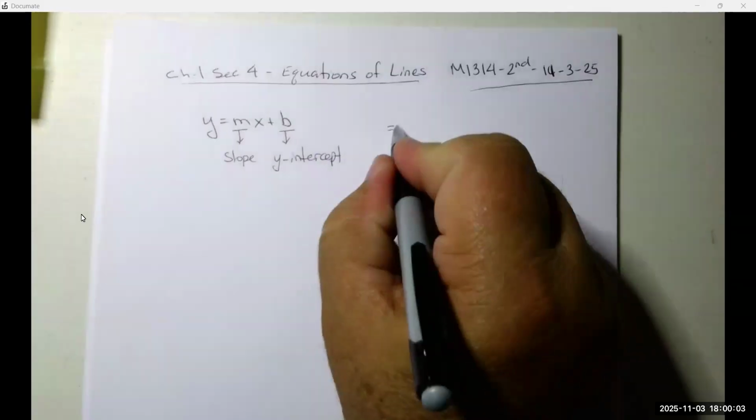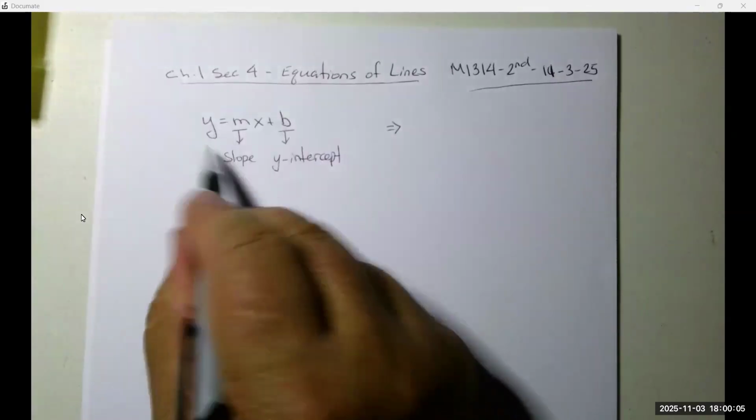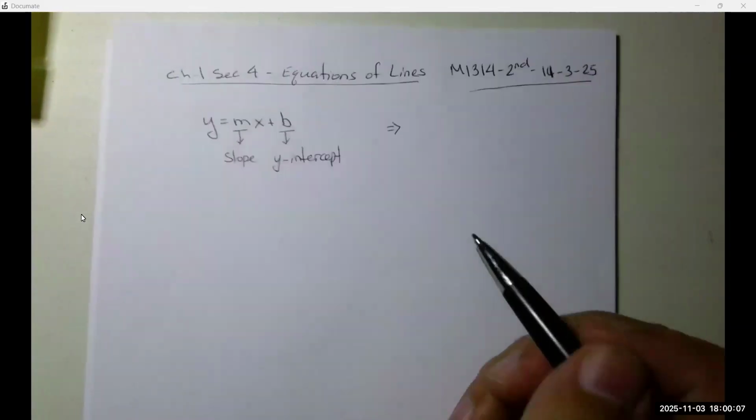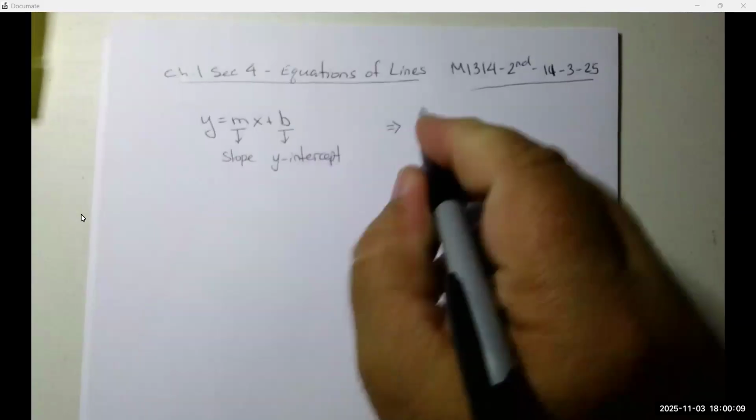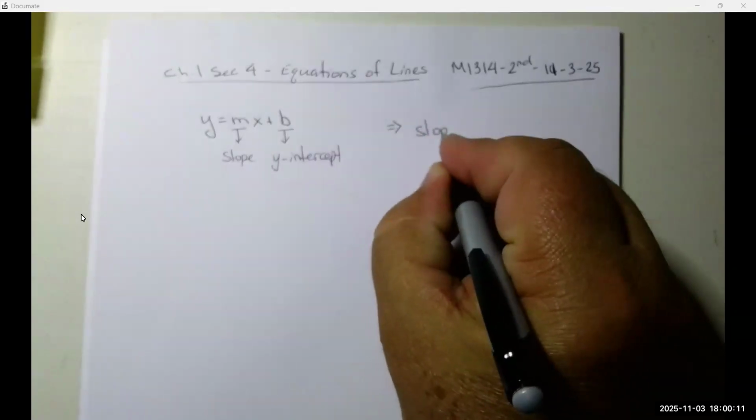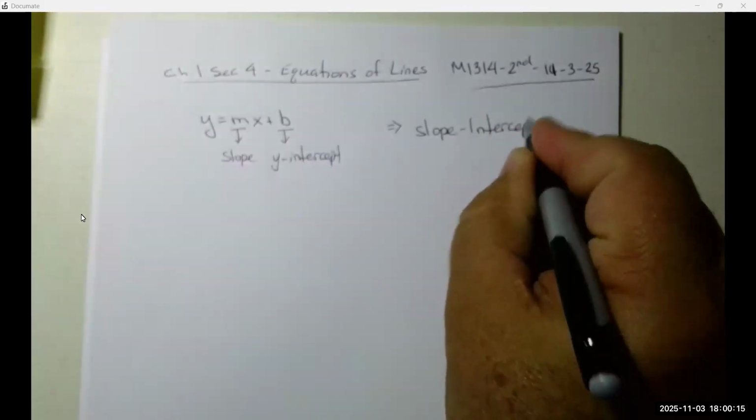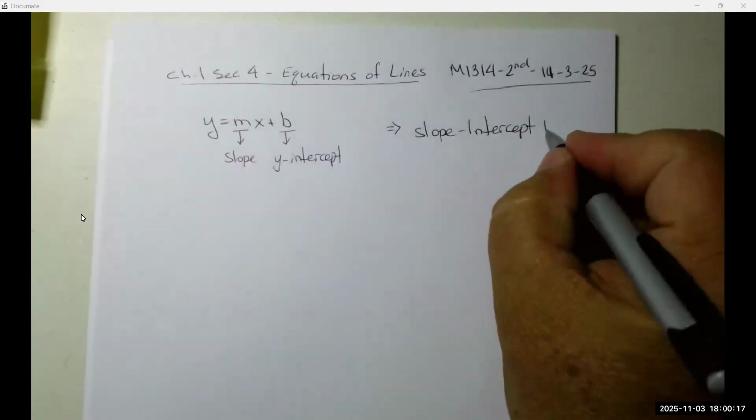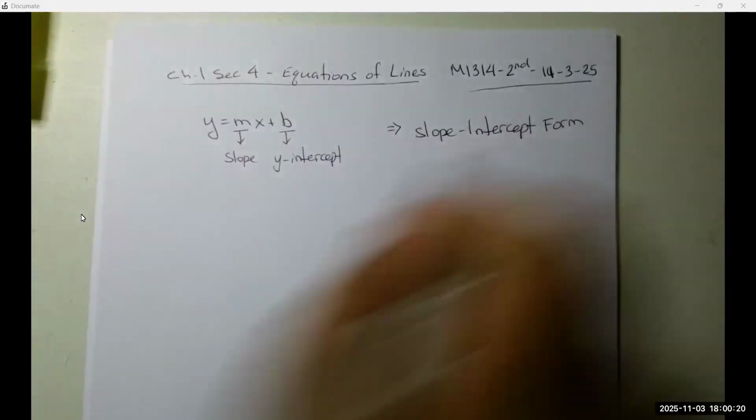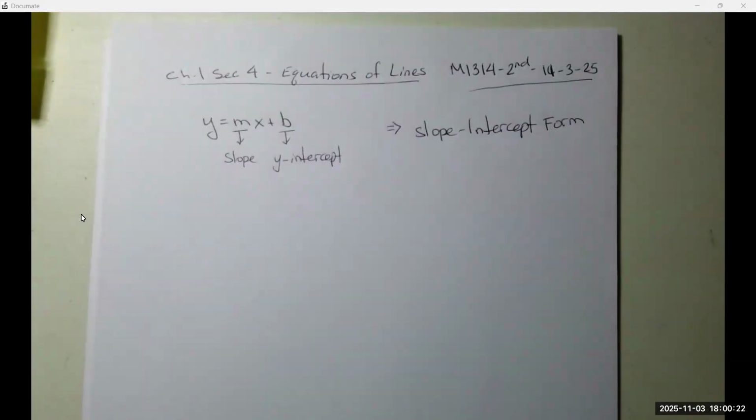So now let's guess what this formula is called. It's called the slope intercept formula or form. Mathematicians are not too ingenious when it comes to naming things.